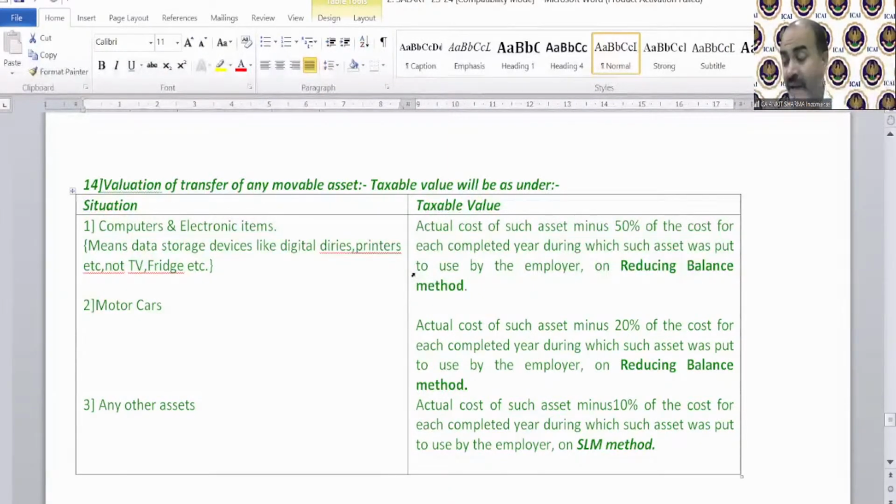An important perk is here: valuation of transfer of any movable asset. It says that if the employer transfers its movable asset to the employee, so technically he is going to sell his asset to the employee, then what amount is going to be taxable? The provision is very simple. Whatever is the fair market value, we can solve it like this. Transfer of movable asset.